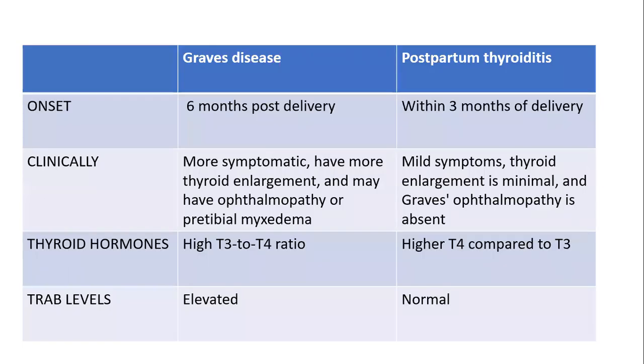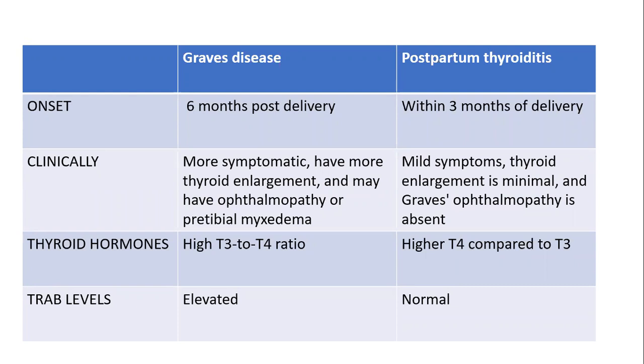So now we have a comparison between Graves' disease and postpartum thyroiditis. For the onset, usually for Graves' disease, 6 months post-delivery. For postpartum thyroiditis, within 3 months of delivery. For the presentation, Graves' disease is usually more symptomatic compared to postpartum thyroiditis. So we have more thyroid enlargement in Graves' disease and may have ophthalmopathy or pretibial myxedema.